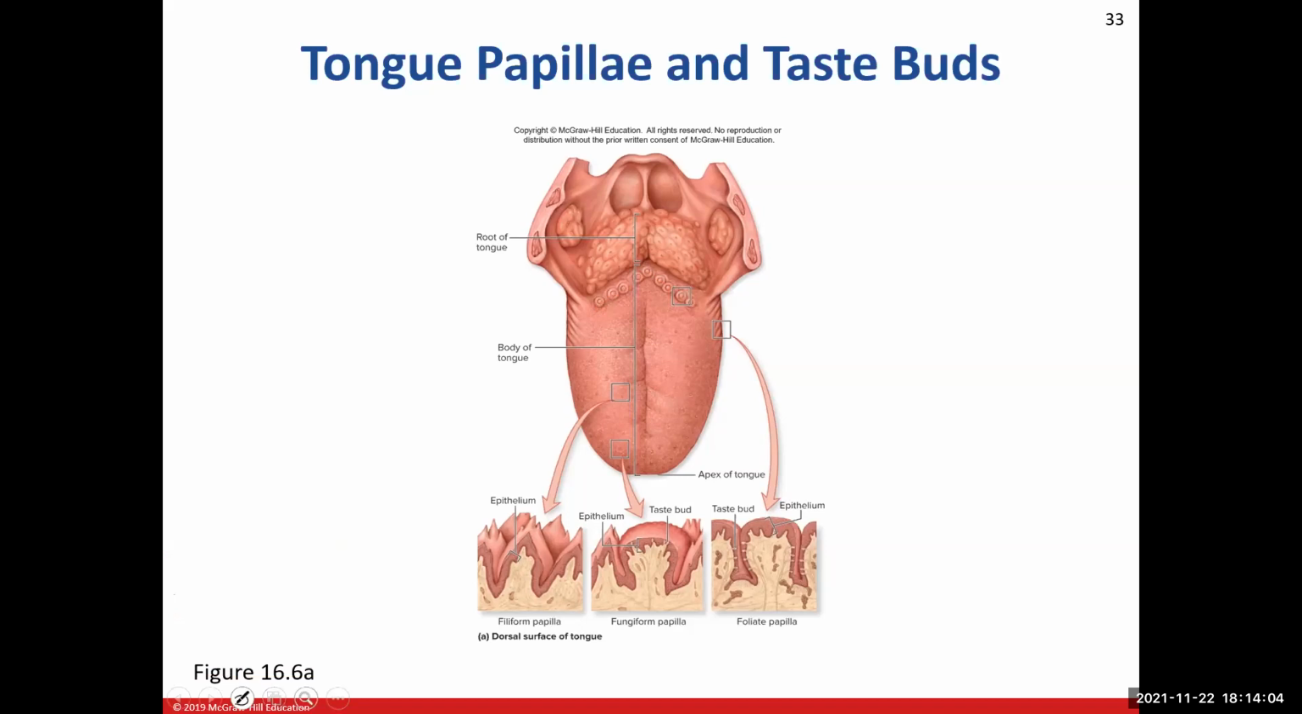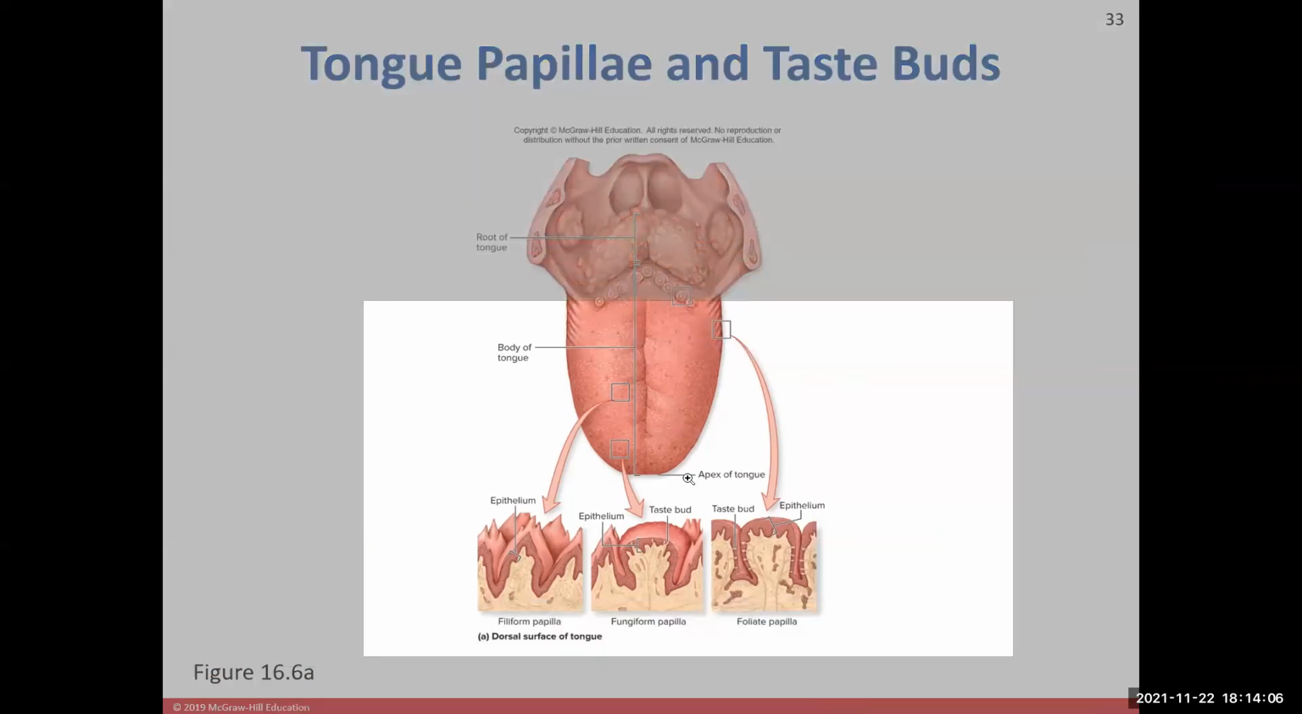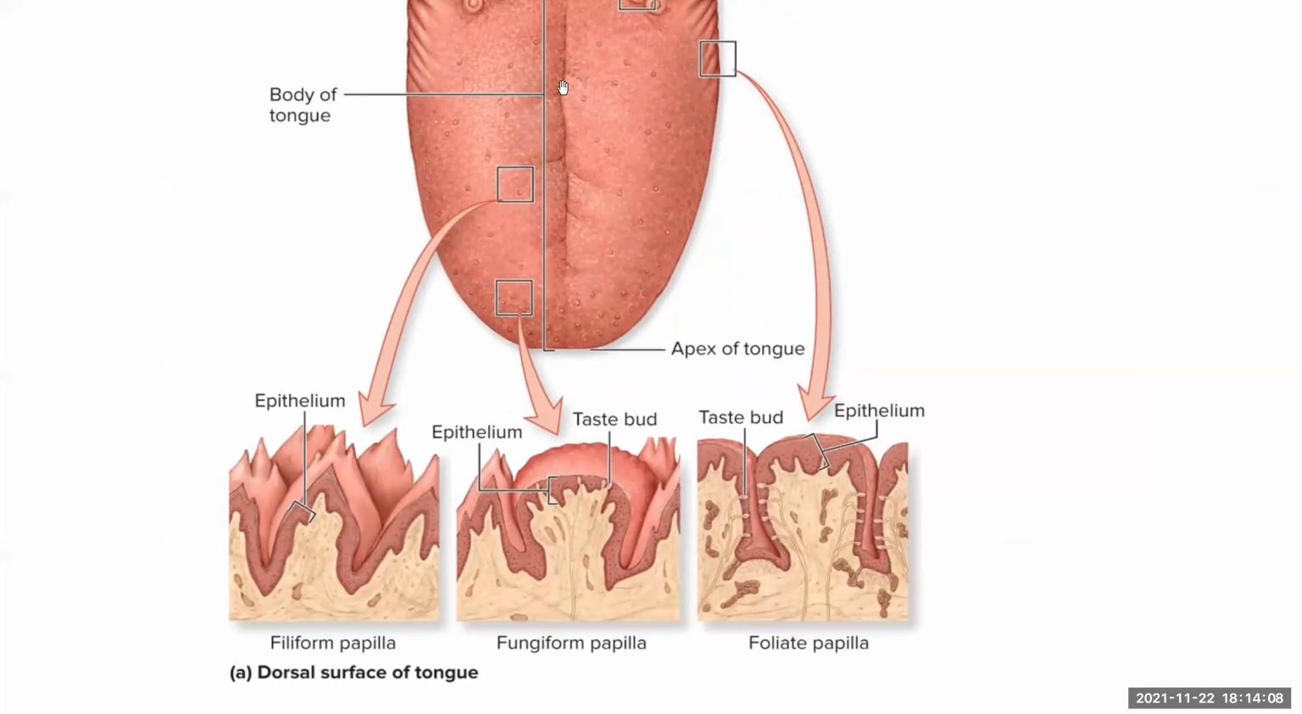So you'll see up here in the front, we'll have the filiform papillae. They're located all throughout the anterior two-thirds of the tongue. We'll see those also in the tip here.